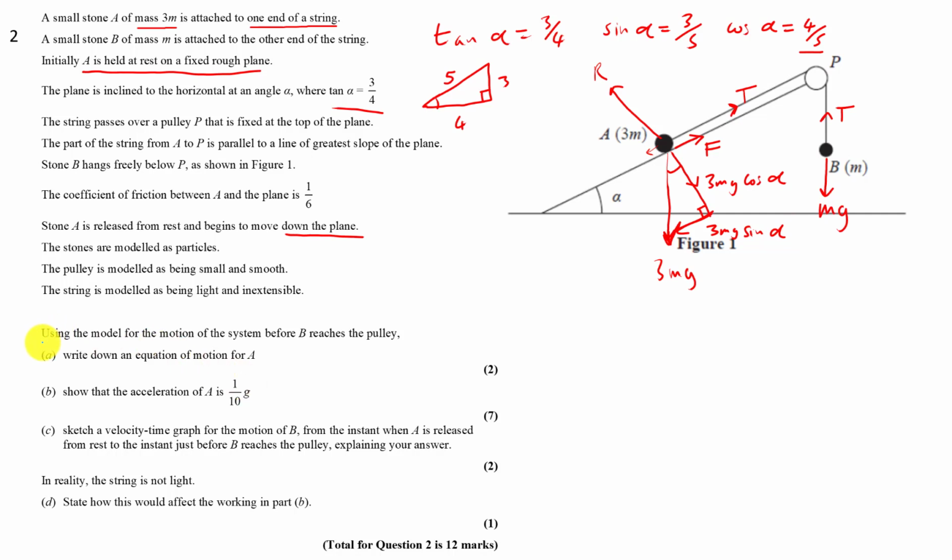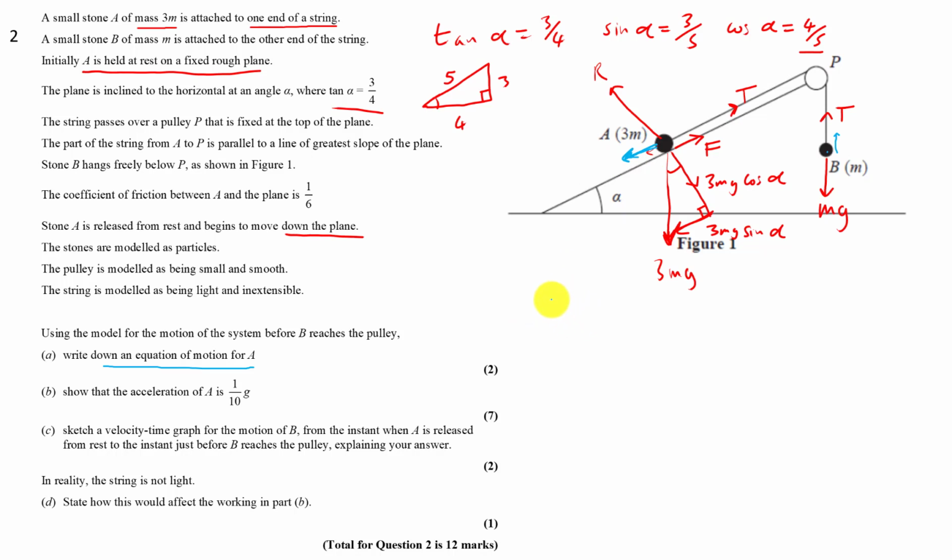Now part A says, using the model for the motion of the system until B reaches the pulley, write down an equation of the motion of A. Now that just means B will reach the pulley because as A goes down this way, B will go upwards, okay? Now we have to model parallel to the plane, because like I said, A is going this way.